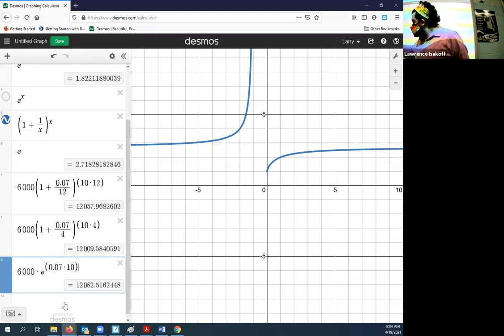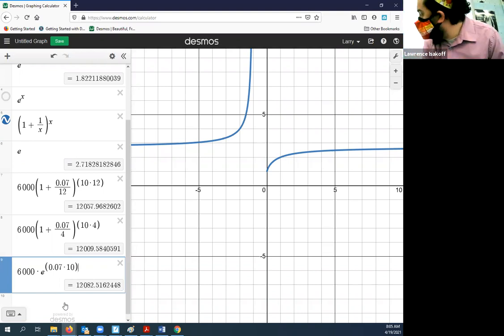So here we made a nice bit more. We made about another $25 over 10 years. Now, when you look at it, $25 over 10 years on an investment of $6,000 doesn't seem like much, but it does help it grow a little bit faster.